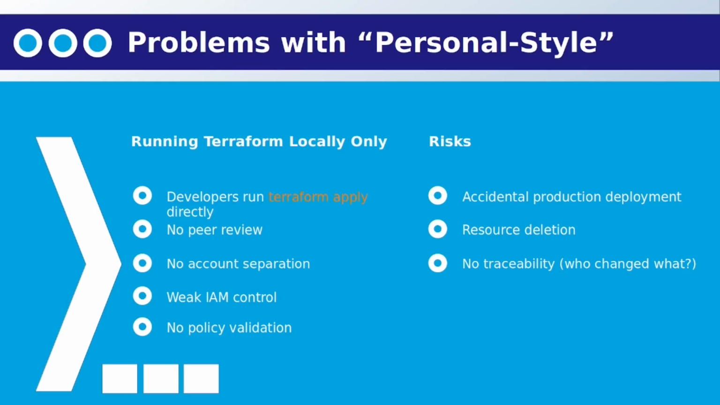And infrastructure is not like application code. If you deploy wrong code, maybe you restart containers. If you delete a production database, that is a different story. This model does not scale. It works for small experiments, but not for enterprise systems. Infrastructure must be reviewable, reproducible, controlled, logged. That is why we need a better architecture.